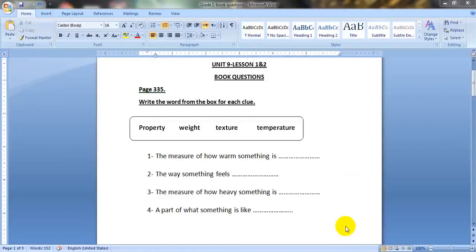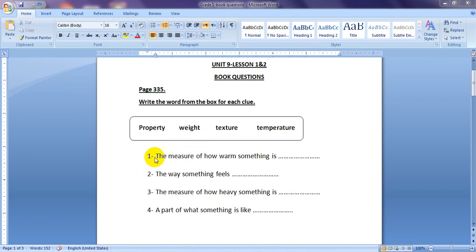Today we will solve some questions in your book, so please open your books on page 335. The first question, you have 4 words in a box and you need to put each one in the correct place. Let's start reading the words. The first one is property, weight, texture, temperature.